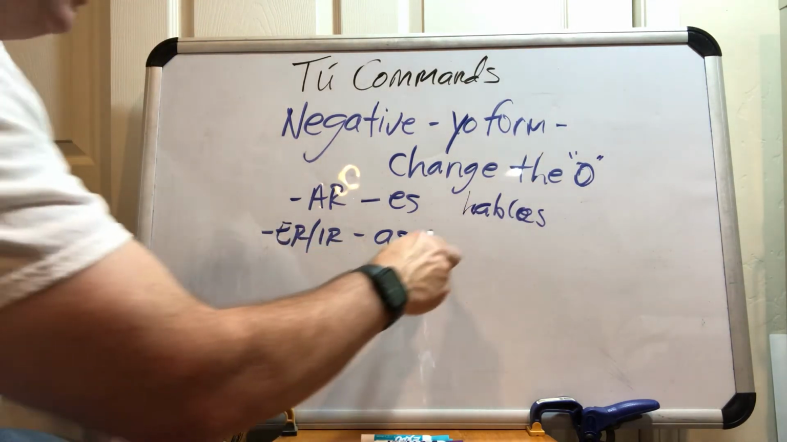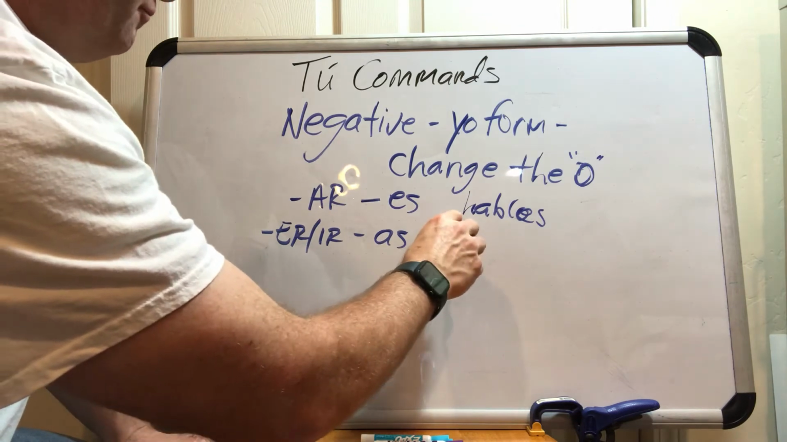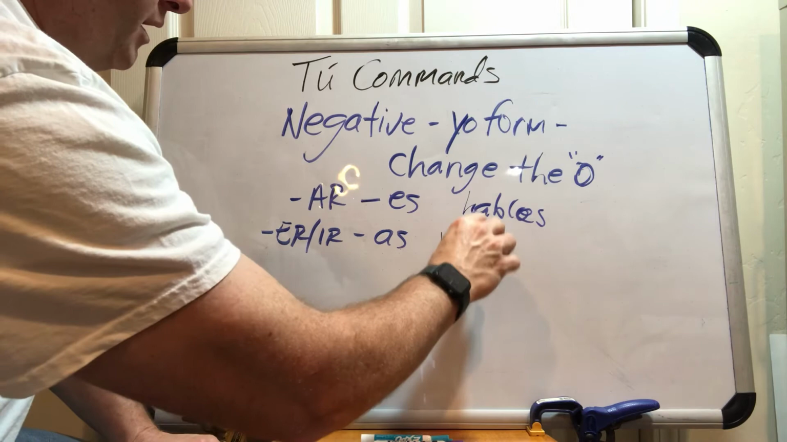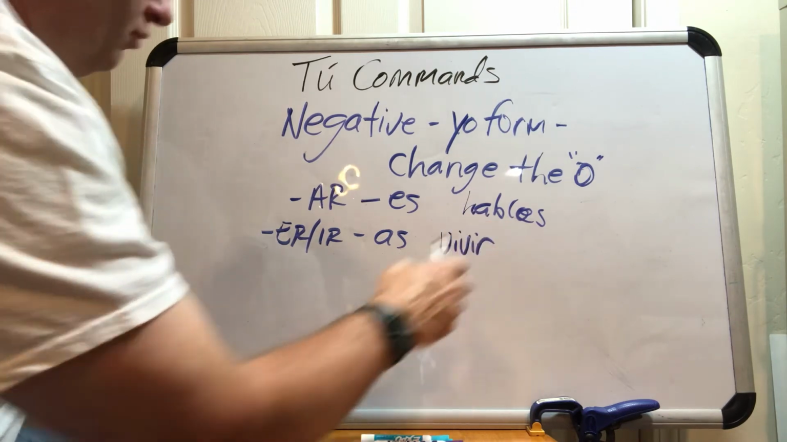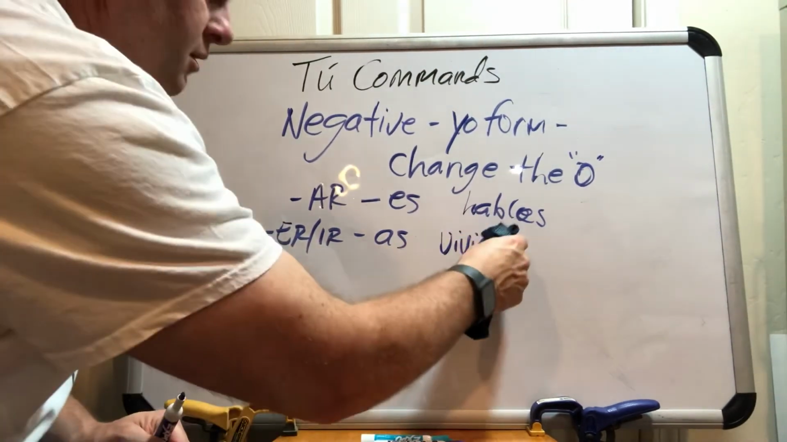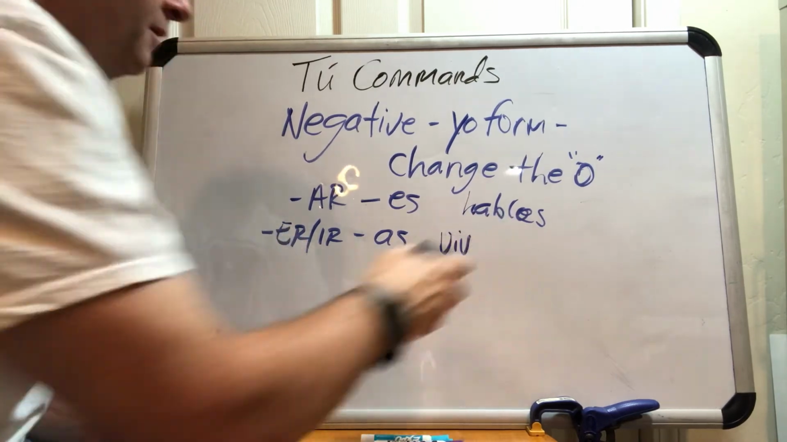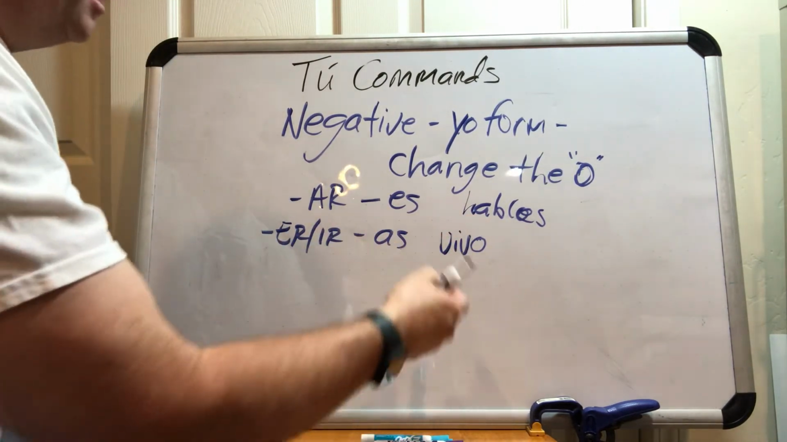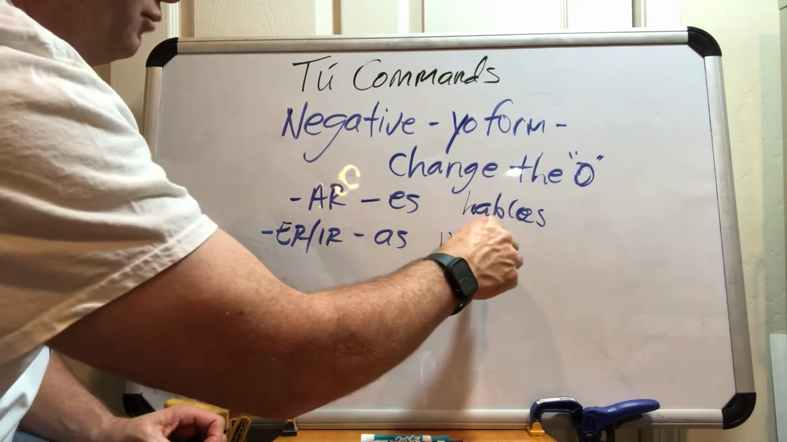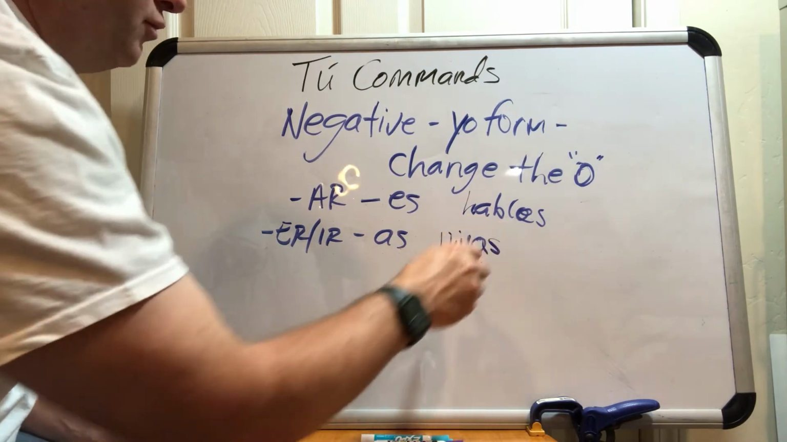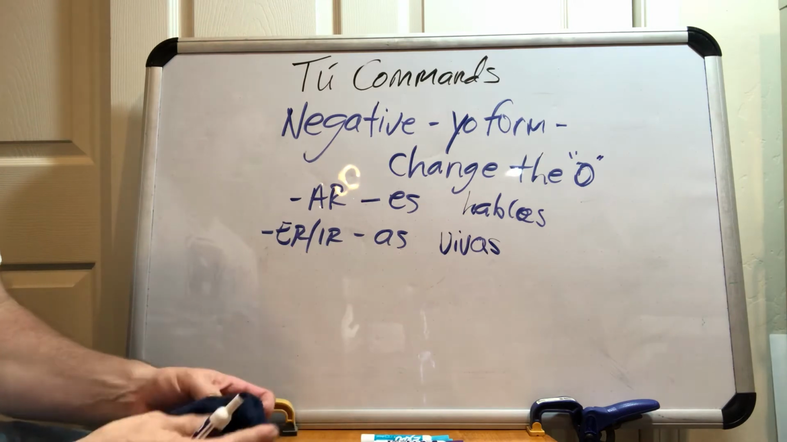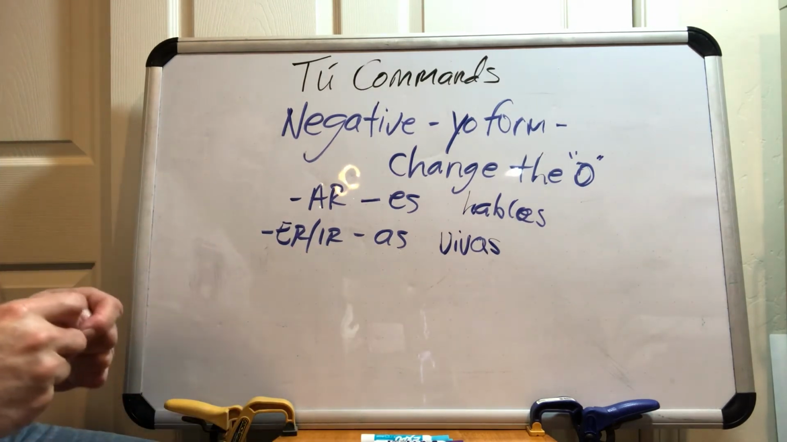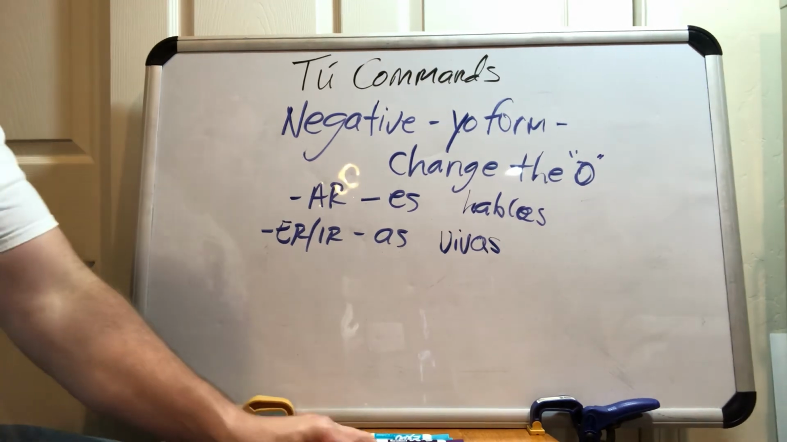For ER and IR, you have like, well, this is kind of weird, but vivir, I was just trying to think of an IR verb. So it's vivo, I live. Okay, and to tell someone not to live, that sounds kind of mean, but we change the O to AS. So no vives, like don't live there. No vives ahí, that's a bad neighborhood or something. Okay, now let's go through.